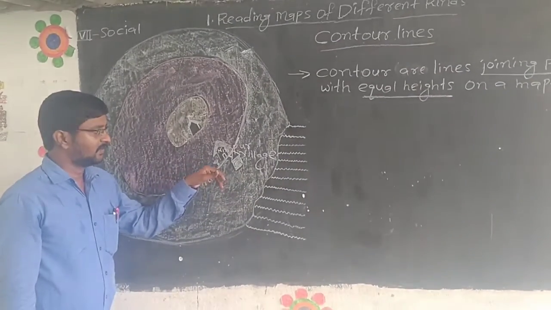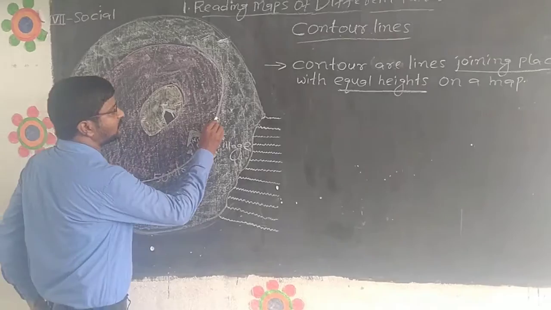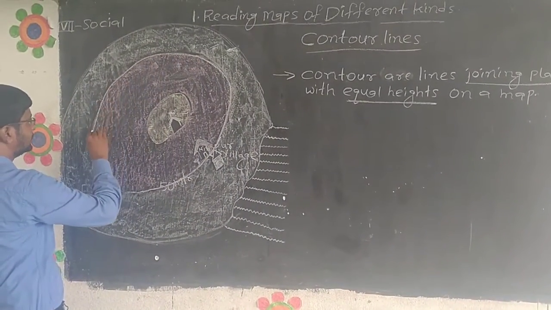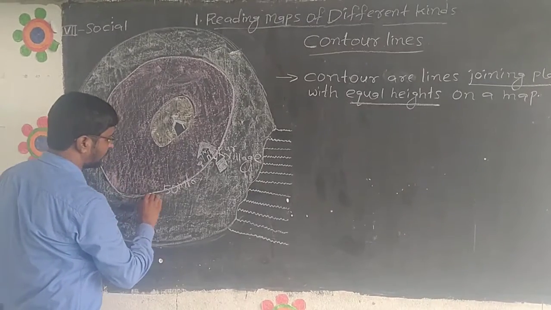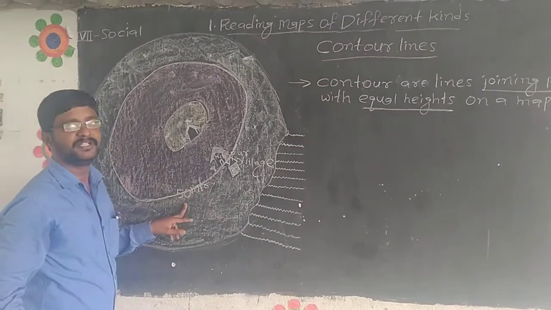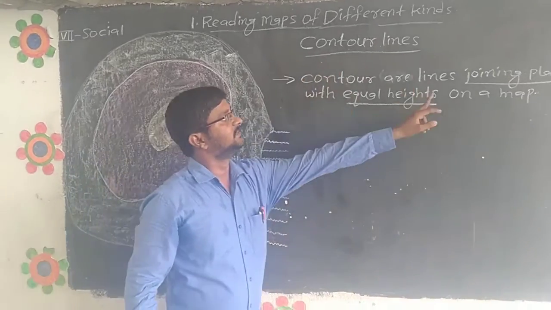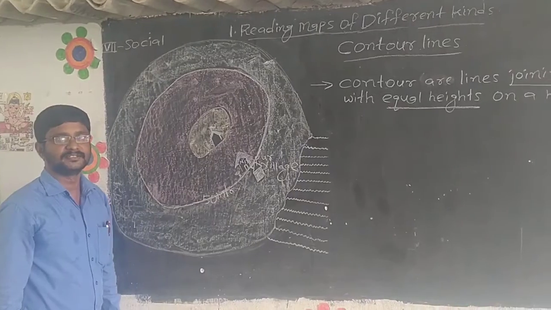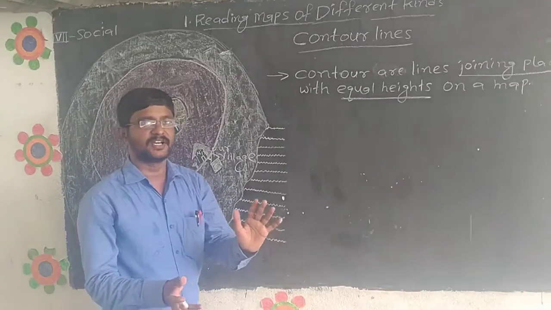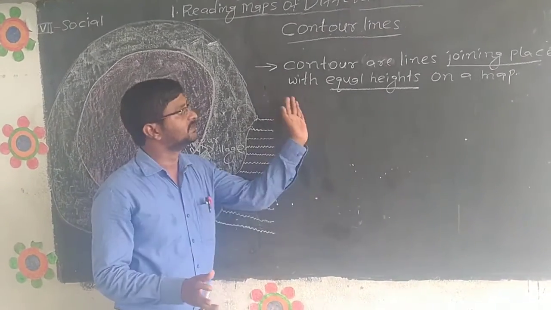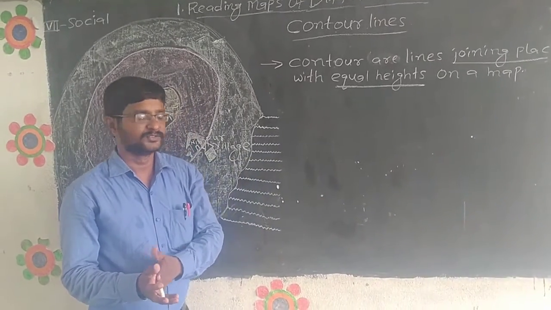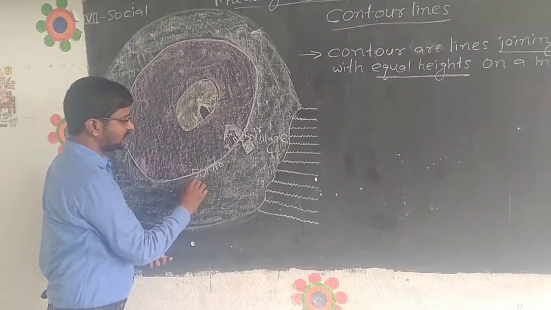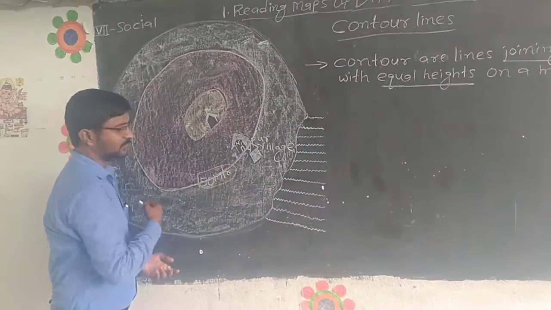It means not only Nimpur village, all the places on this line are at the same height. Same height means how much height? That is 50-meter height. So all the places are joined with equal heights. Such lines are called contour lines. Have you understood? So contour lines join the places with equal heights on a map. Here there is a line passing through Nimpur village. What is the name of that contour line? The 50-meter contour line.